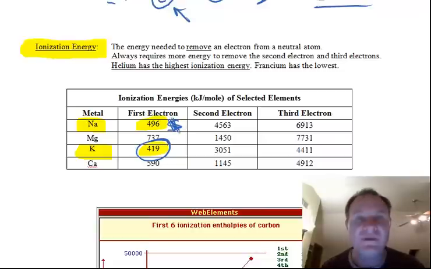That's a pretty pathetic dollar sign. That's more energy for that than for potassium. Okay? So again, to me that makes sense.